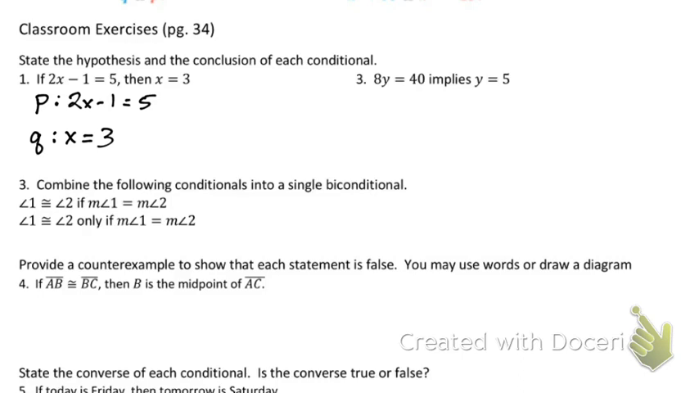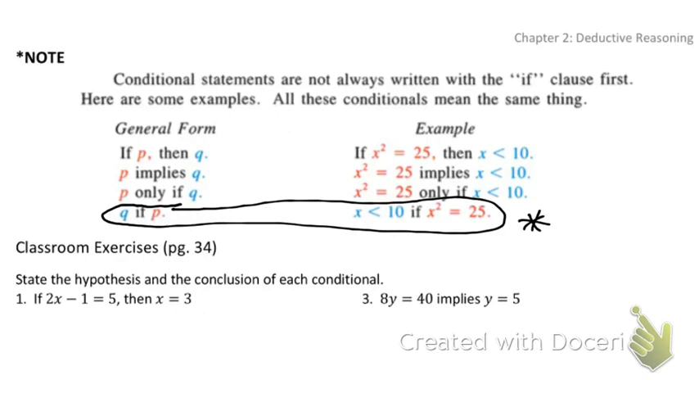All right, what is our hypothesis? Y equals 5. I'm going to tell you right now, that is our conclusion. Our hypothesis is going to be 8y equals 40, and y equals 5 is going to be our conclusion. Let's go back to this thing. If there's implies in between, here's implies, it means that our hypothesis is first and our conclusion is second.